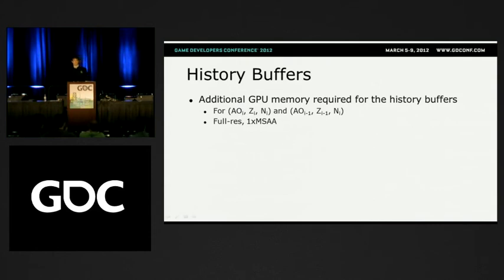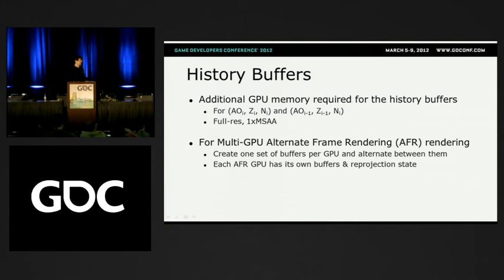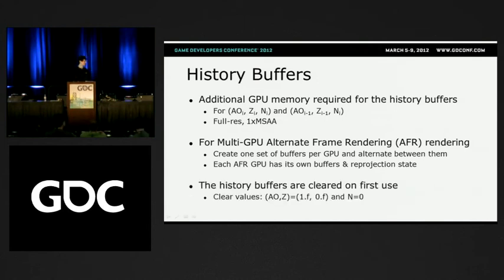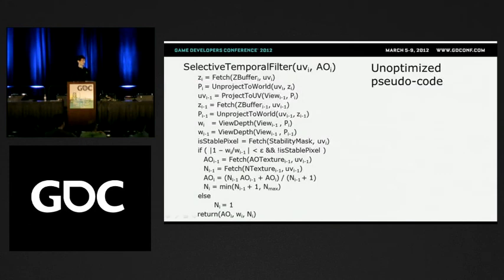Now the drawback of the technique is that it has to store history information in history buffers. It has to store the previous AO, the previous Z, and the previous number of frames accumulated so far. So we stored those in full resolution 1x MSAA buffers. For multi-GPU rendering, we simply created one set of buffers per GPU and alternated between them. We also duplicated the state per GPU. So each GPU had its own buffers and its own state. And we cleared the buffers on first use.